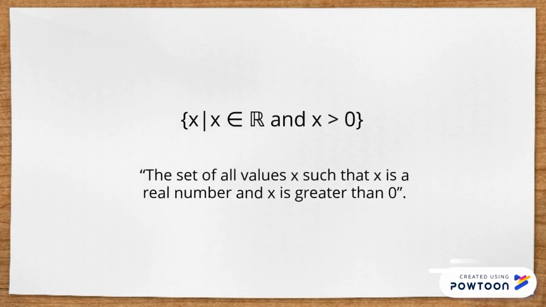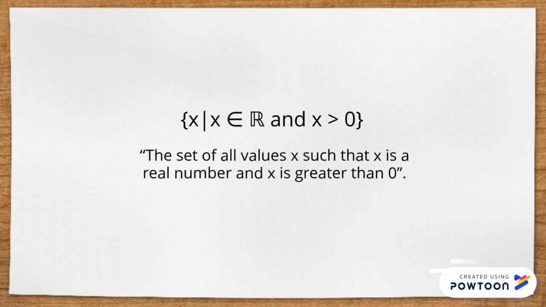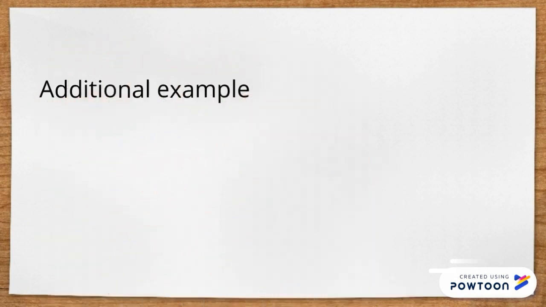So looking at the example, this is set builder notation. This is read as the set of all values x, such that x is a real number and x is greater than 0. Let's take a look at more examples.